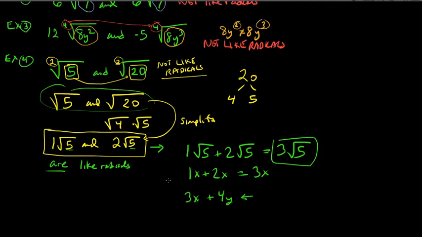And even though example 4 was a tricky example, because the way they were written, it did not look like they were like radicals, that's because we didn't simplify it. After you simplify it, they became like radicals, and then they can be added or subtracted, right? So you have to simplify everything first before you can declare, hey, they're not like radicals, okay?